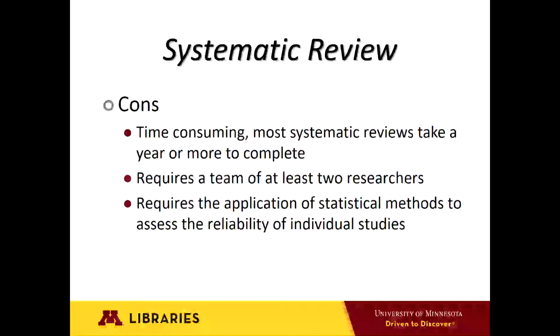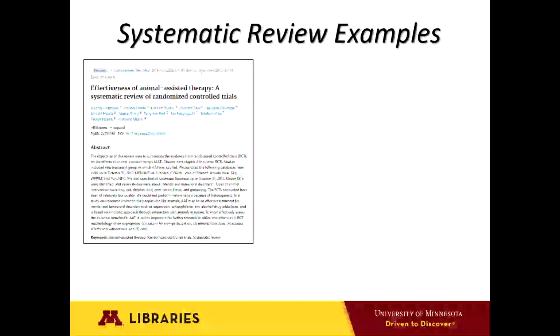Some disadvantages of systematic reviews are that they are very time-consuming, as most systematic reviews take a year or more to complete. They are costly in terms of staff time, as they require a team of at least 2 researchers, and they require the application of statistical methods to assess the reliability of the studies. Here are screenshots of 3 examples of systematic reviews.